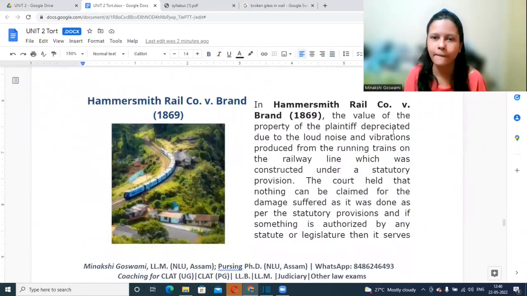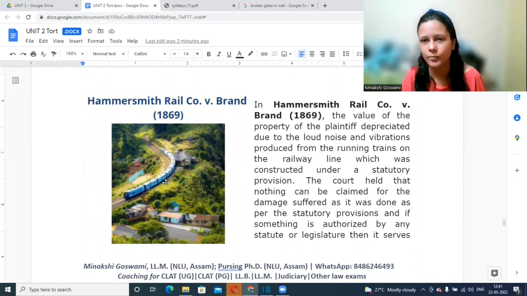So there was this case where a railway track was constructed. When a railway track is constructed, there will be non-stop trains coming and going, and some vibration, noise, etc. in the nearby area. Because this railway line was suddenly constructed, the value of the property near this railway track went down. The owner of this property filed a case in court saying that because this railway line was constructed, the value of my property has come down, so I should be getting compensation.